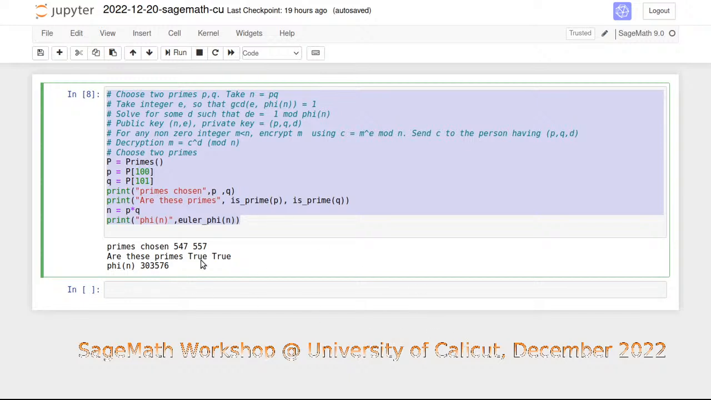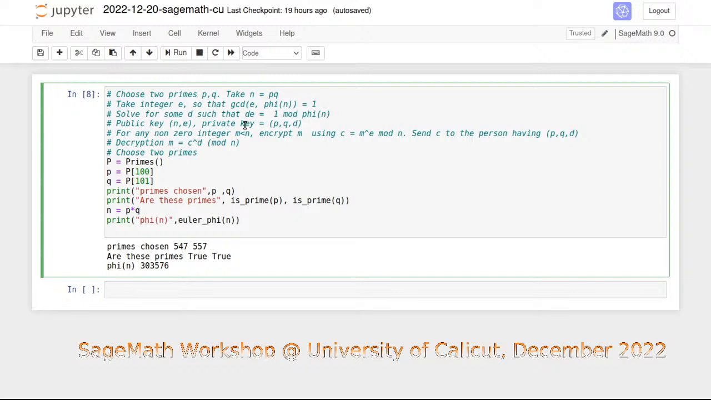Okay, so so far it's fine. So we have constructed this. Now what is the next thing that we are supposed to do? We have to take an element E so that GCD of E and phi n is 1. So that was the next question that we have. So how do we take an element E so that E and phi n are relatively prime?